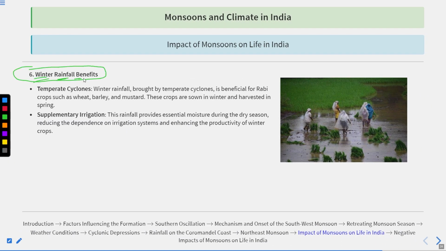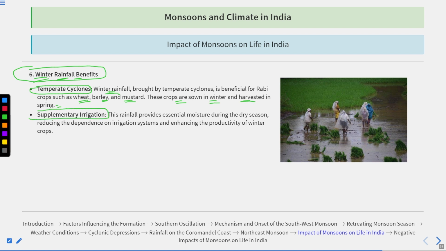Then winter rainfall benefits. Temperate cyclones. Winter rainfall is brought by the temperate cyclone, and it is beneficial for rabi crops like wheat, barley, and mustard. These crops are sown in winter and harvested during the springtime.